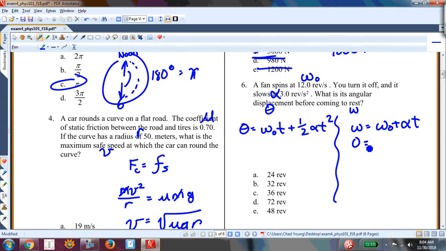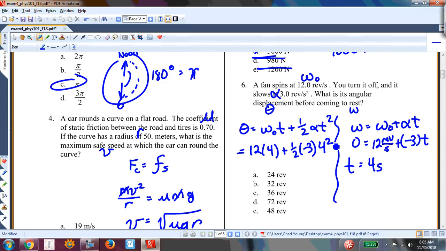So I have omega is equal to 0, that's my final, 12 revolutions per second, plus alpha. It is slowing, so that means alpha is opposite omega, so that's negative 3 revolutions per second squared times t. So t is equal to 4 seconds. And then I take that 4 seconds over here, and I have 12 times 4 plus 1/2 of negative 3 times 4 squared. That's 48 minus 24 is 24. So A is number 6.